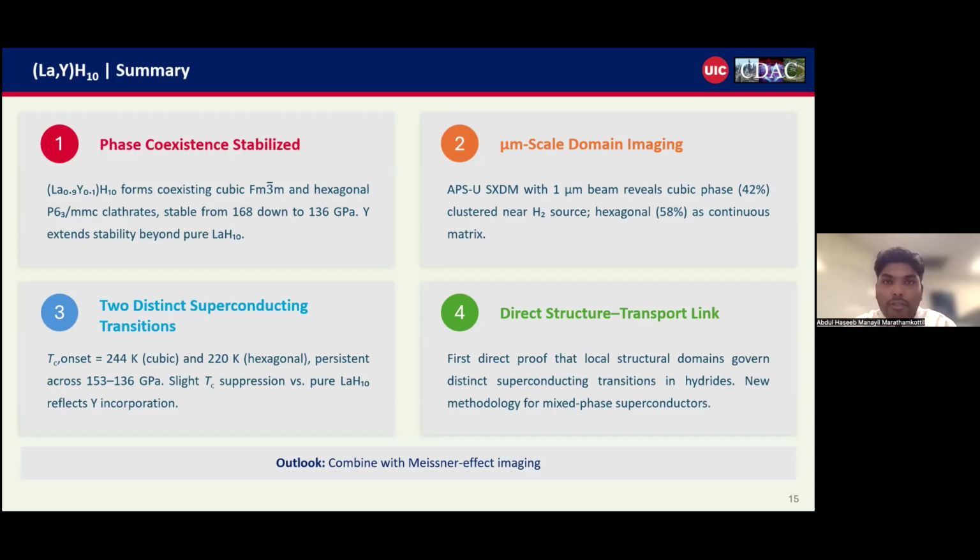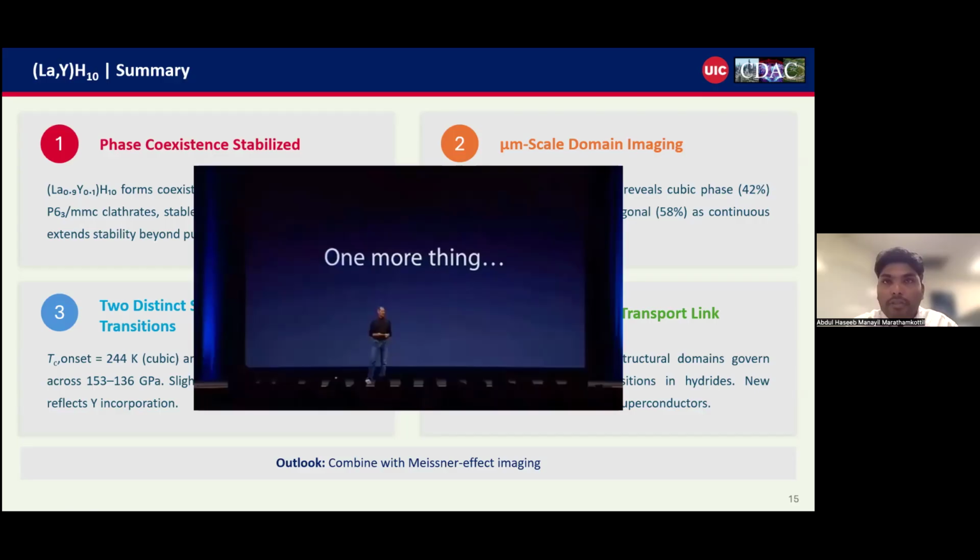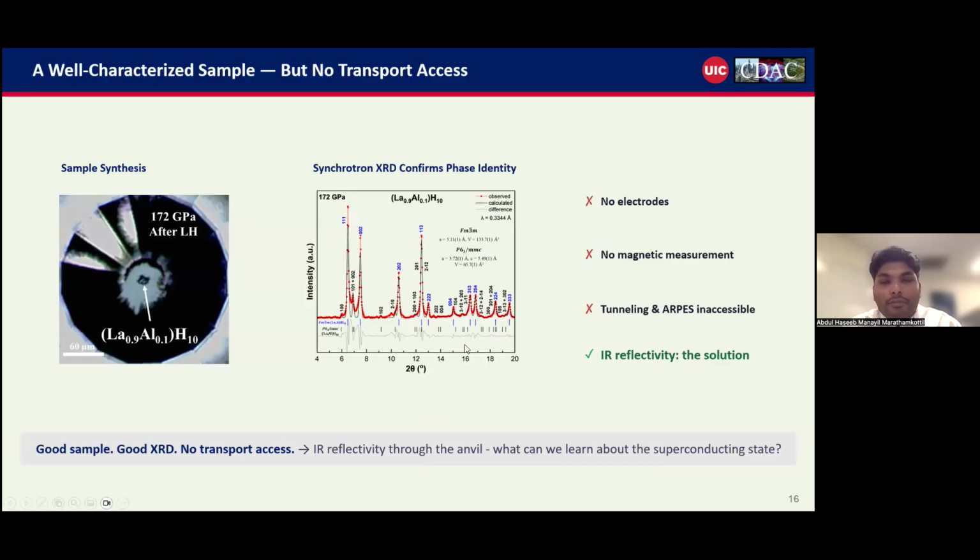Now, that kind of concludes the LaY-H10 story, but you may be familiar with how Apple structures their iPhone launches. You usually always have one more thing. So I also have one more thing. The LaY-H10 work required a specific DAC configuration: platinum electrodes, insulated gasket, transport measurements. That configuration takes significant preparation time, and not every synthesis run includes it.